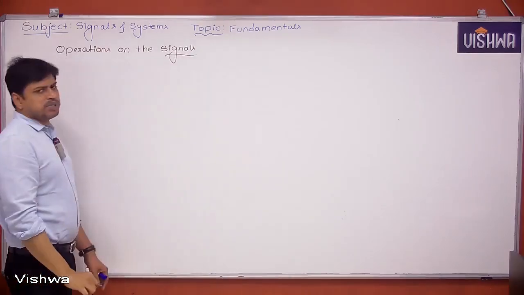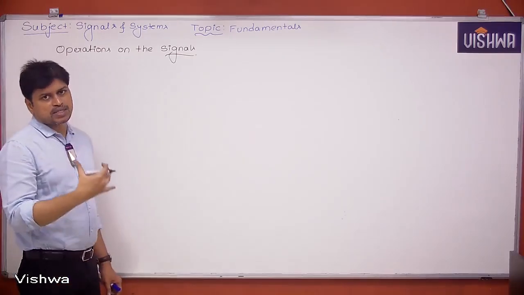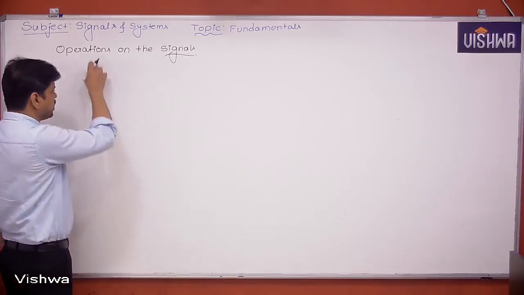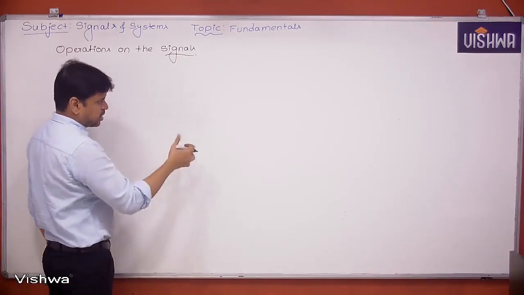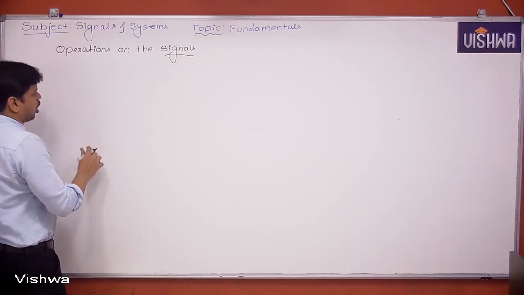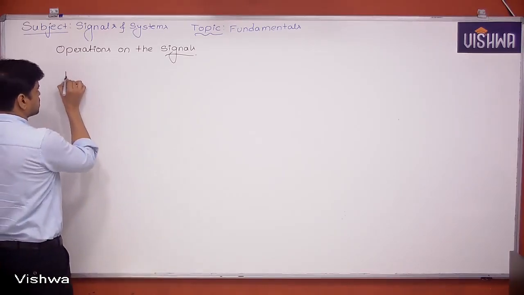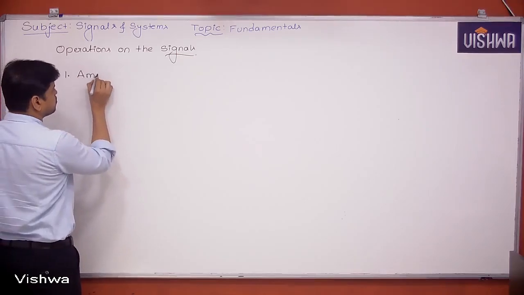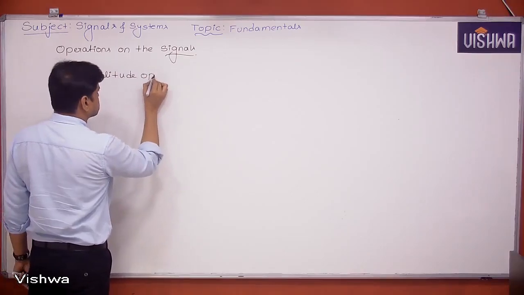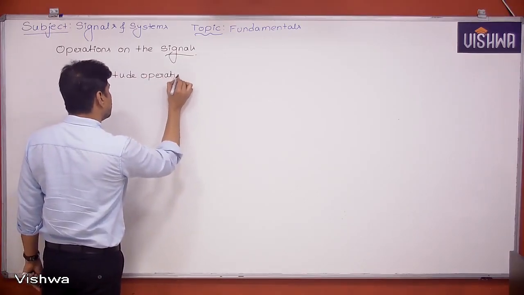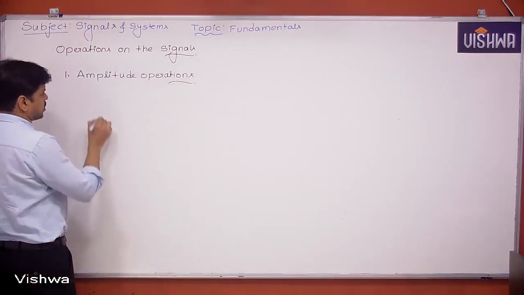Operations on the signals can be divided into two types. One is operations on the amplitude, the other is operations on the time axis. Suppose you take the y-axis, which is called the amplitude axis, and the x-axis, which is the time axis. If you perform operations on the amplitude, then we call them amplitude operations. Let's see some examples so you can understand.